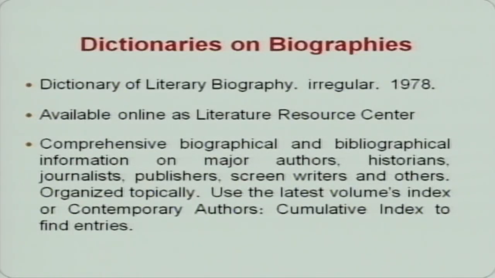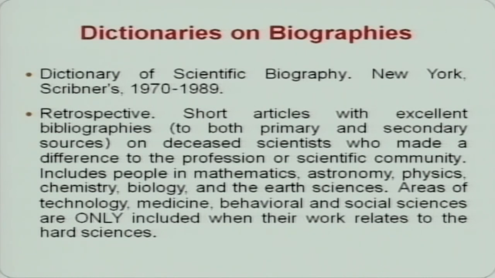This is an irregular publication, first published in 1978, now available online as the Literature Resource Center. Some other examples of dictionaries of biographies include the Dictionary of Scientific Biography, published by Scribner's from 1970 to 1989 on a regular basis. This is on a retrospective basis, with short articles written on excellent writers or scientists who contributed primary and secondary sources of information or bibliographies. In this biographical dictionary you will find those who made different types of contributions to their profession or scientific communities.